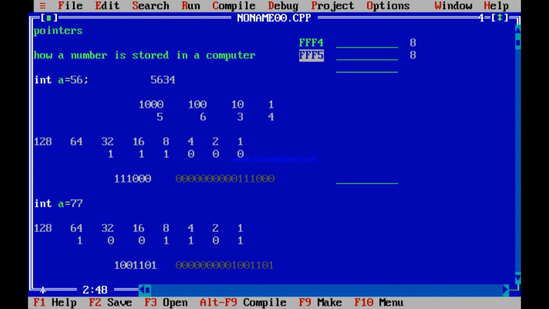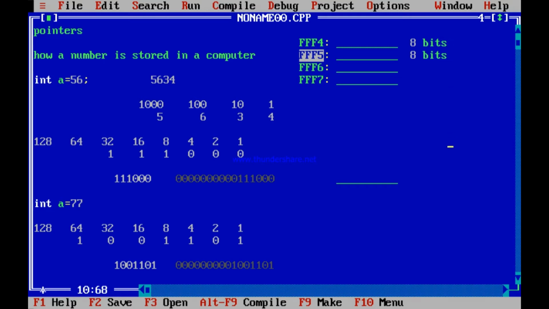FFF4 is an address. In this address FFF4, something is stored. FFF5 is the next memory location. The next memory location is FFF6. The next is FFF7 and so on. These are addresses of the memory locations where the values are stored. And each memory location is of how many bits? 8 bits. So any integer is stored in how many bits? 16 bits.